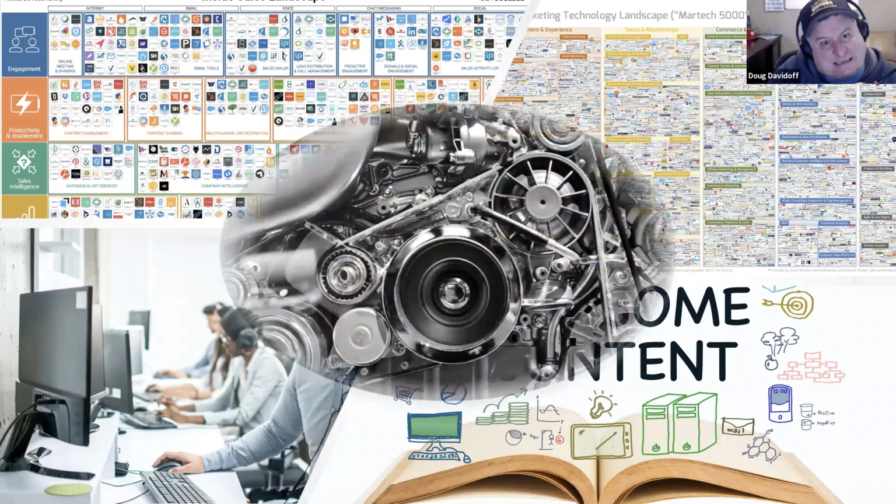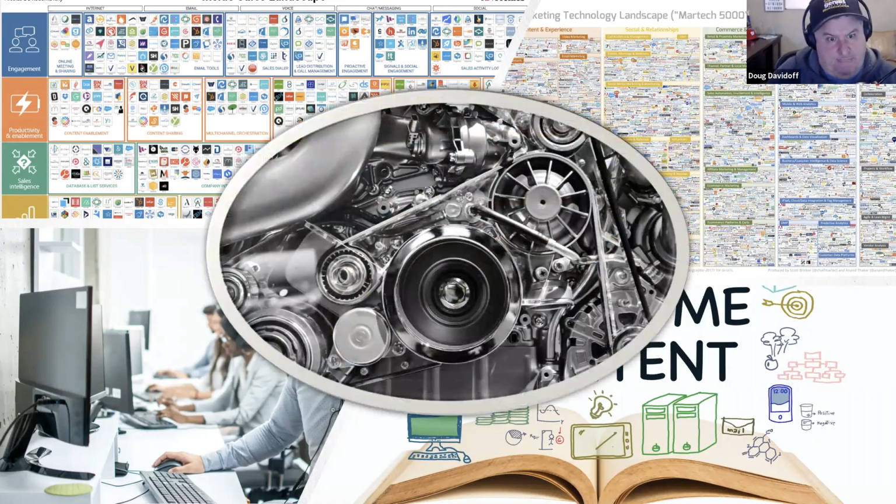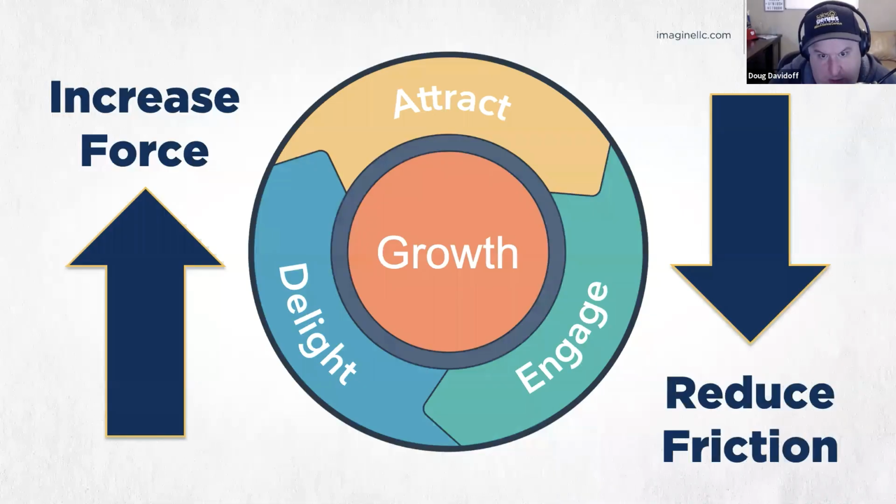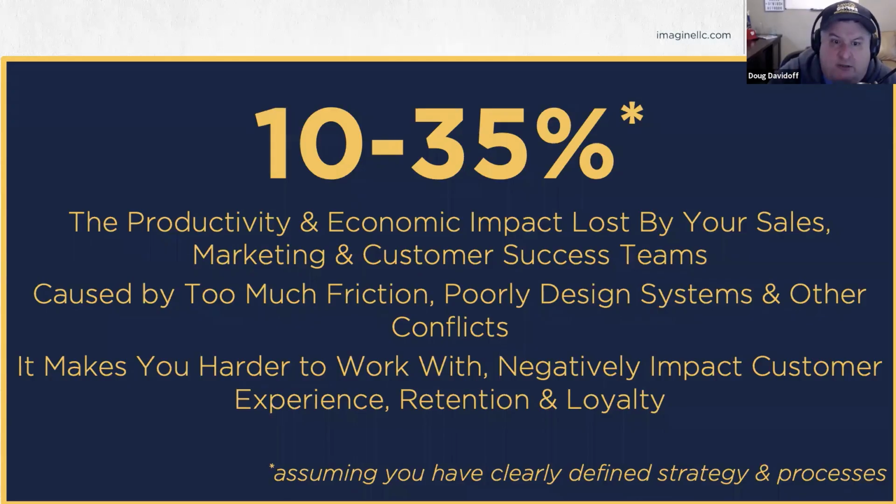But what they're missing is a strong engine. To make the go-to-market strategy work, you've got to focus on reducing friction. Realize your sales, marketing, and customer teams are losing 10 to 35% of their productivity and economic impact because there's too much friction, your systems are poorly designed, and there are other conflicts. It makes you harder to work with, and therefore it also negatively impacts the customer experience.